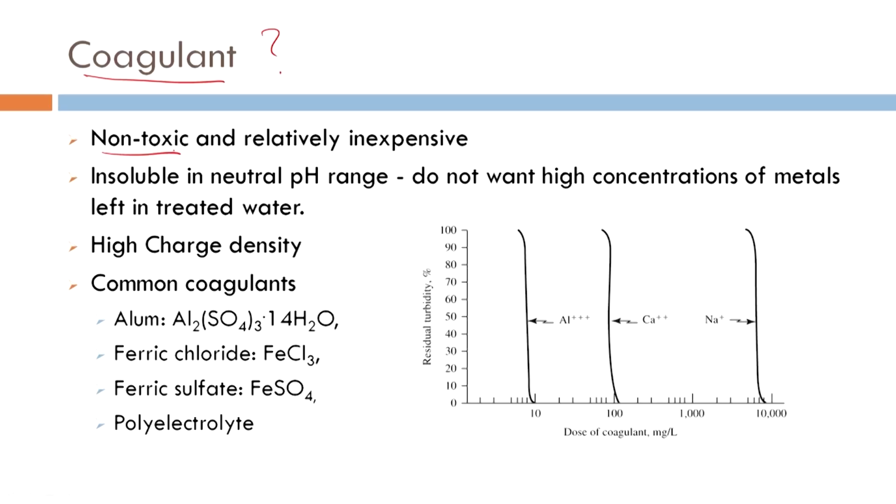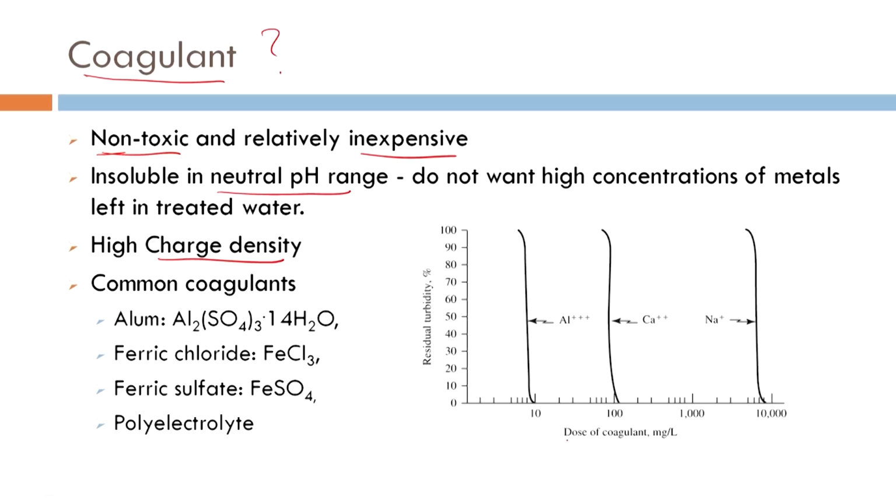One that is non-toxic and inexpensive, and works in the relevant pH range. It should be relatively insoluble. Why? Because whatever you add should not become more toxic, that is one of the reasons. So, what are some of the typical coagulants? And obviously high charge density, because otherwise you will have to add a lot of it.